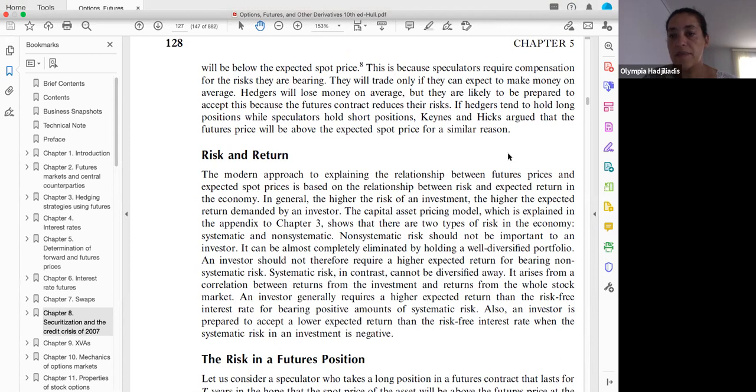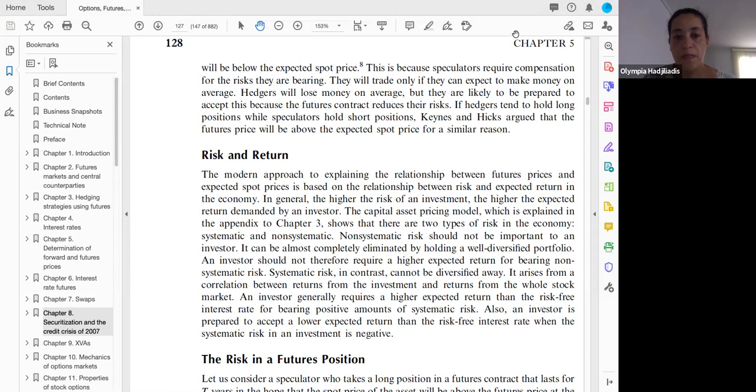reduces their risk. If hedgers tend to hold long positions while speculators hold short positions, Keynes and Hicks argued that the futures price will be above the expected spot price for a similar reason. So, okay, we understand that.